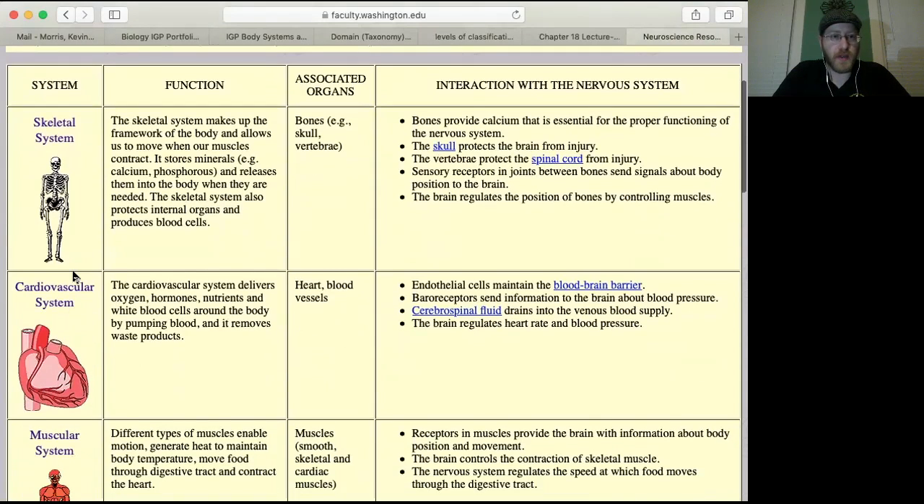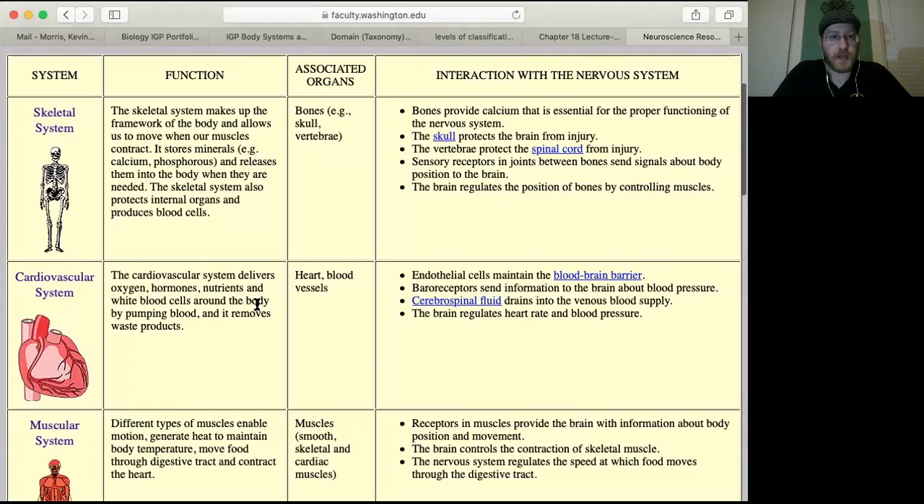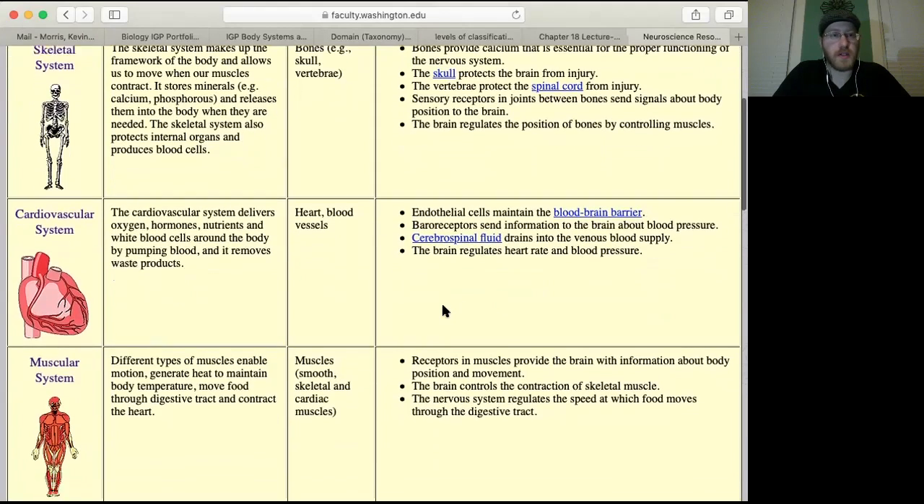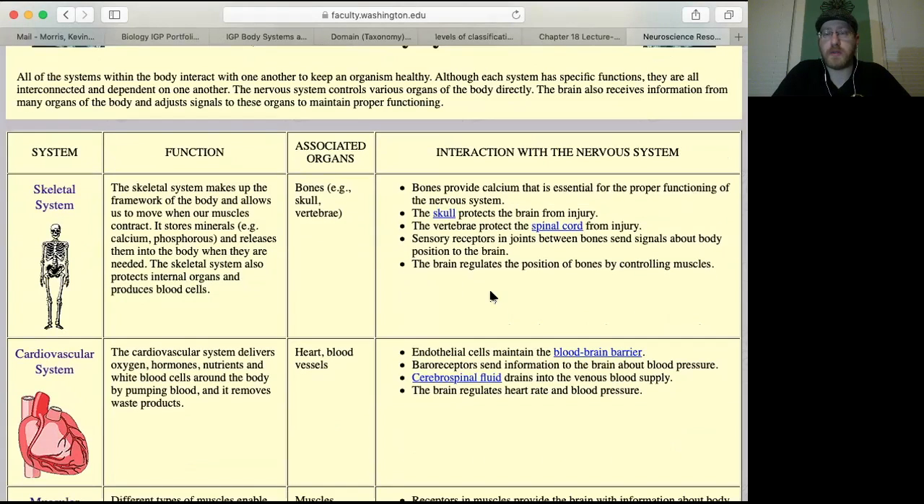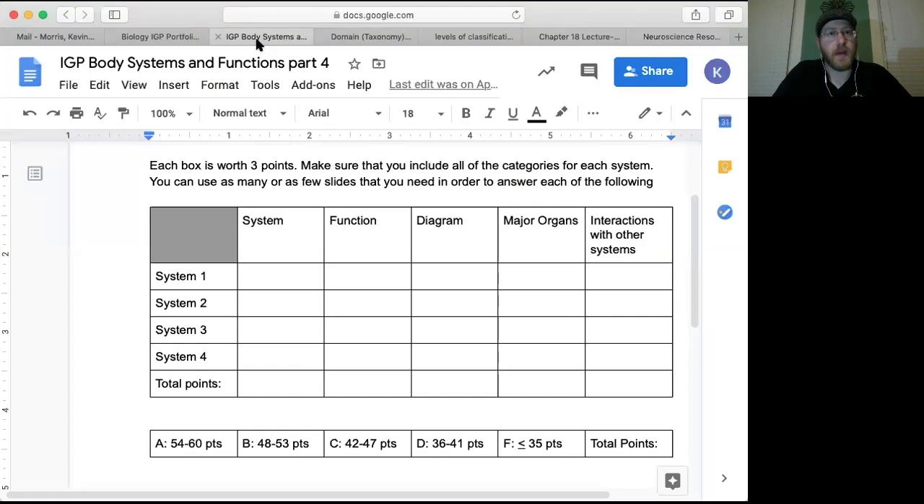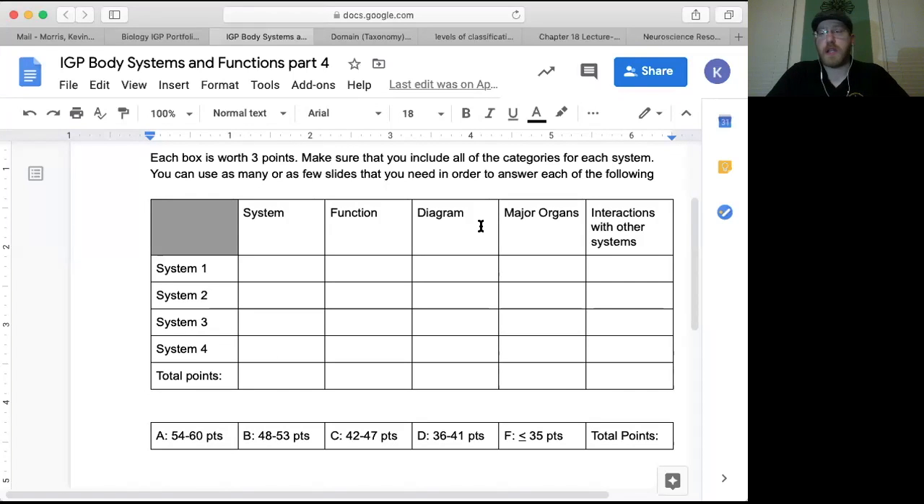If you look at the cardiovascular, or circulatory system, here you go. The function, this is what it does, the associated organs, and then here's how it interacts with the nervous system, and so on. So all you need to do is put each one of these on a separate slide and then move on to the next one. Then you will do that for 4 of the systems that I have laid out for you. Now, let's take a look at the grading rubric for this particular project.